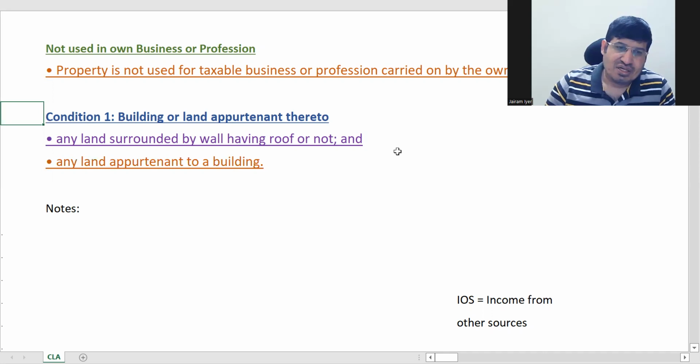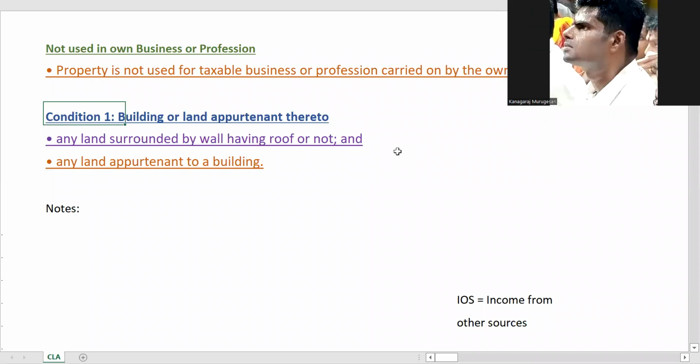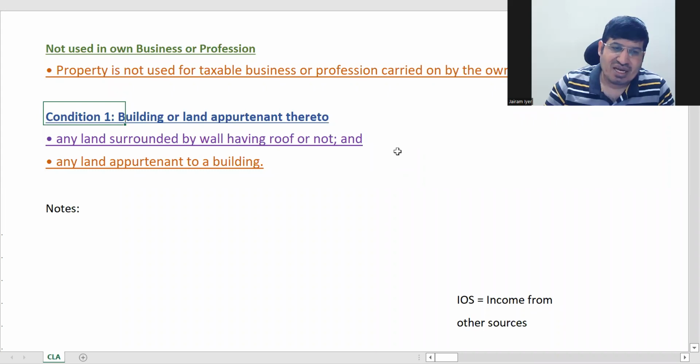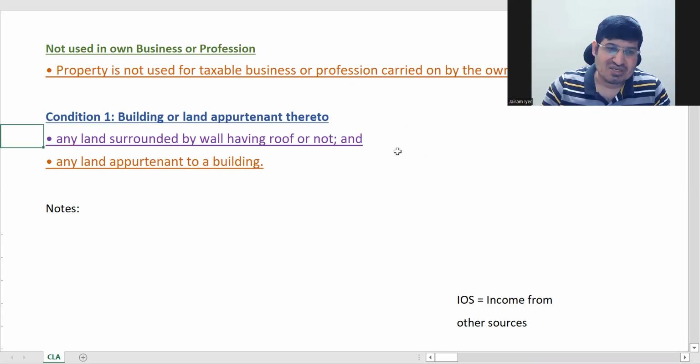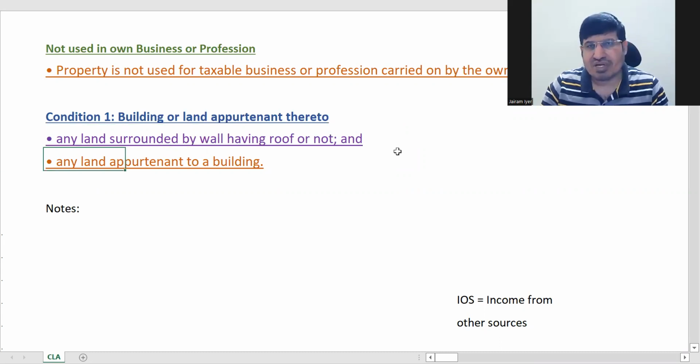So the first thing we saw is building or land appurtenant thereto. What comes under this is any land surrounded by a wall, having a roof or not. Roof is important for residential properties, but not for non-residential. Like your swimming pool, that is also a building for the purpose of this section. Second is, of course, the general definition, which we know, land appurtenant to a building.